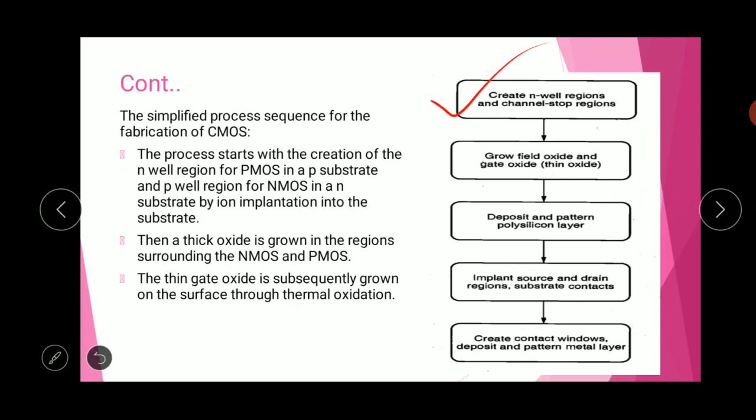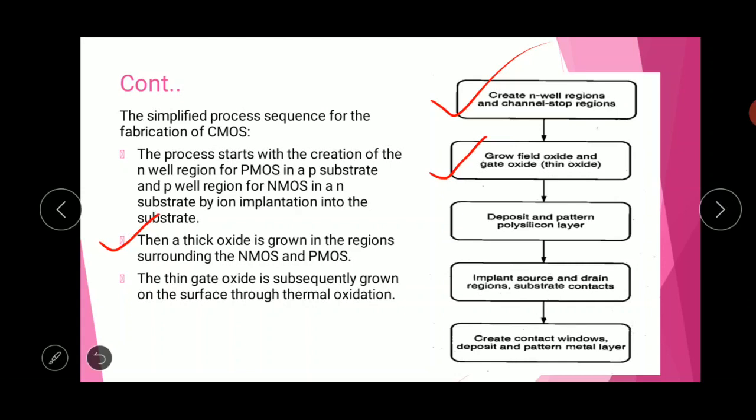material, means the substrate. Then a thick oxide is grown in the region surrounding the NMOS and PMOS, means on the entire surface of the substrate. That thick oxide is known as field oxide. The thin oxide is subsequently grown on the surface through thermal oxidation. The thin oxide is known as thin gate oxide.